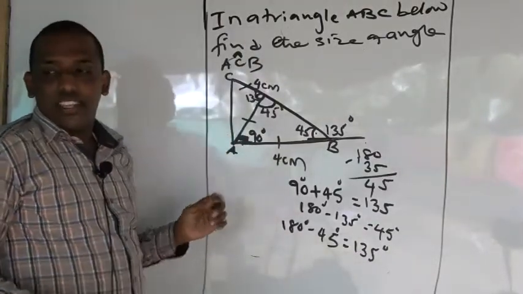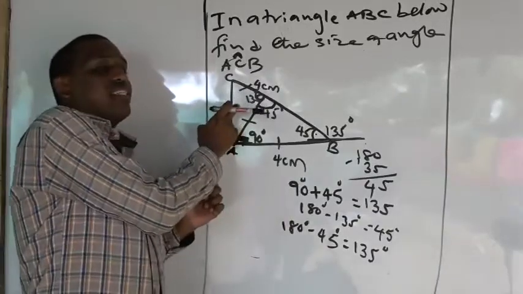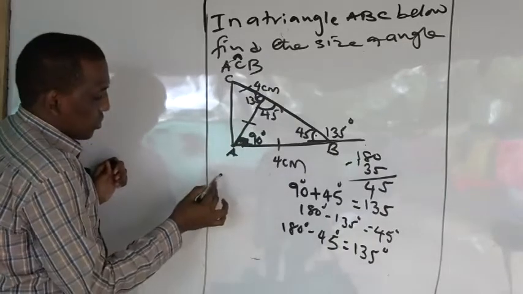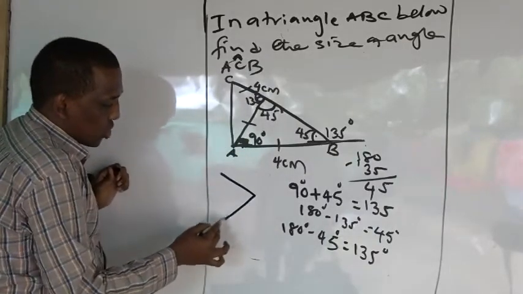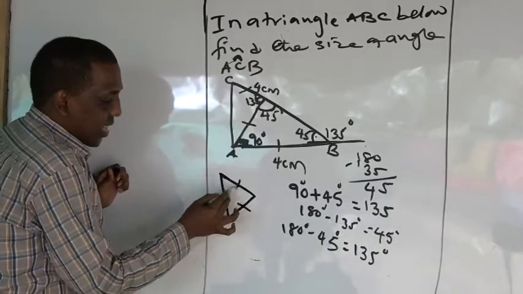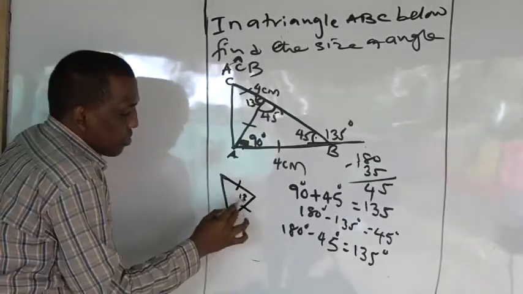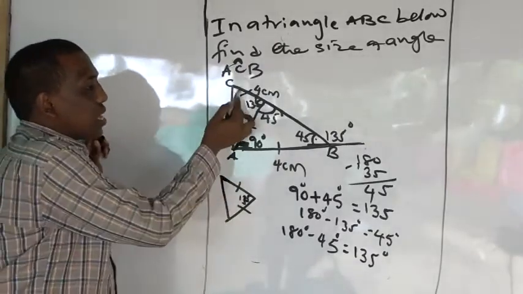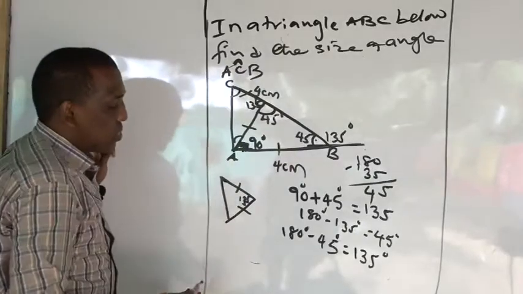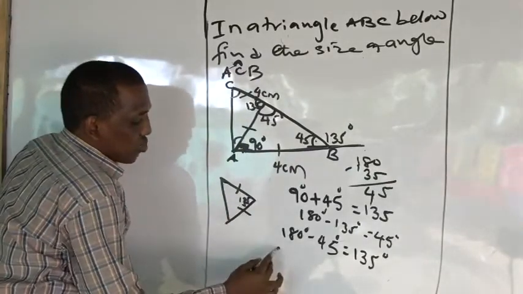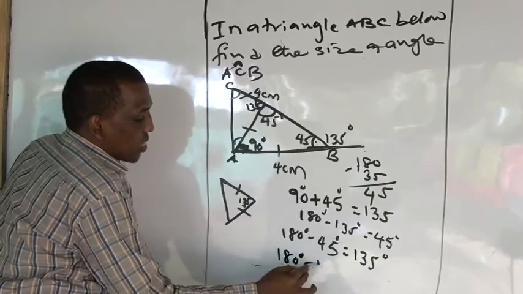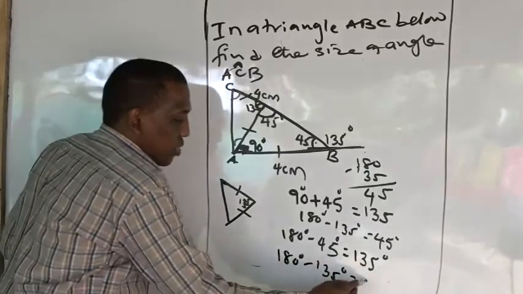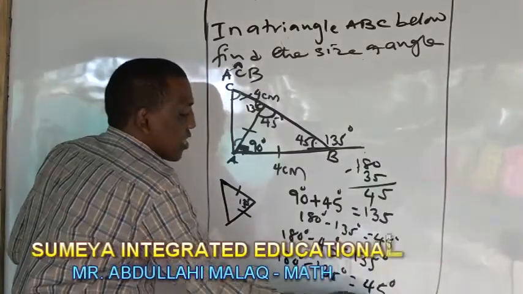After getting 135 degrees, remember here there is this triangle. This triangle is an isosceles triangle. This one, the small one like this, is an isosceles triangle. Here is 135. So we can get the two base angles, and they are equal. What would we get for the two base angles? We say 180 degrees minus 135 degrees. After subtracting, you will get 45 degrees.